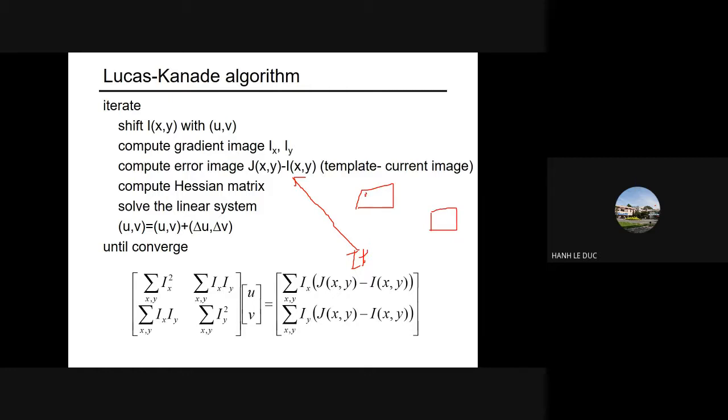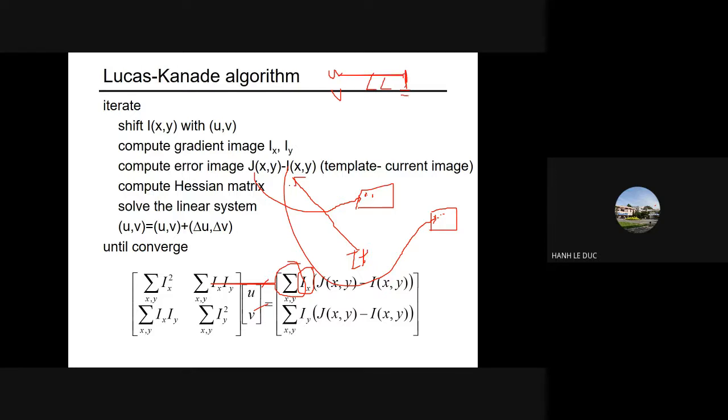Just take, for example, 2 points: the intensity of this point and the intensity of this point. Just minus this one, minus this one, and then multiply with Ix, and then do the sum, and then you can calculate U and V. And here you can see that, as I said before, U and V are very small. Normally it is smaller than 1.